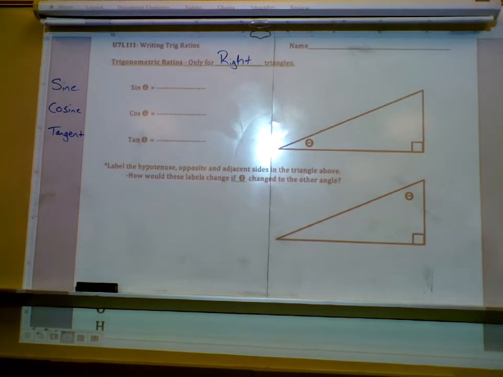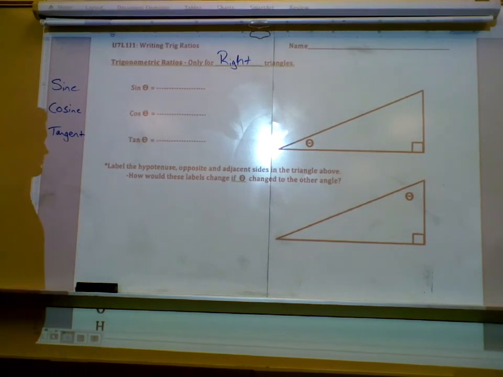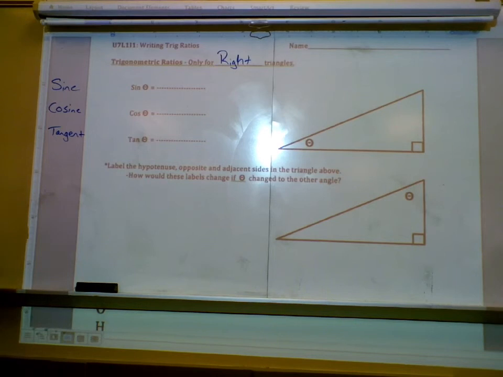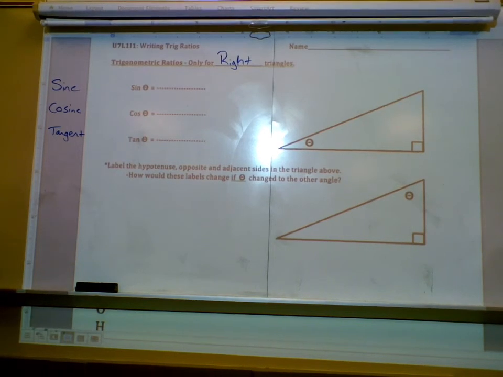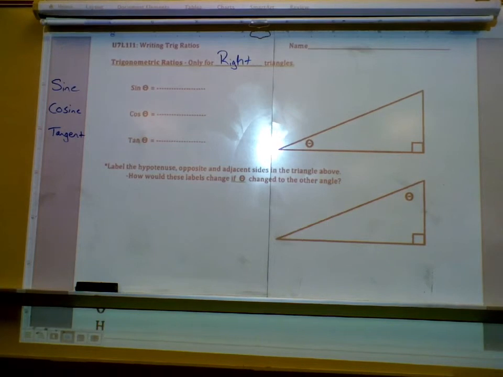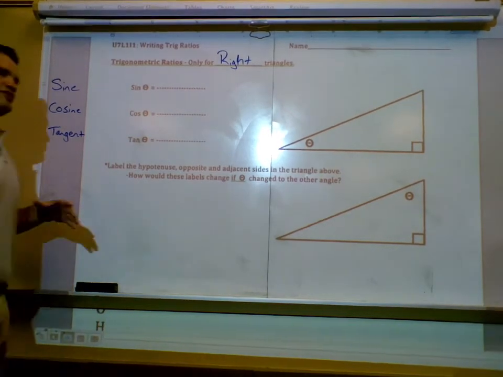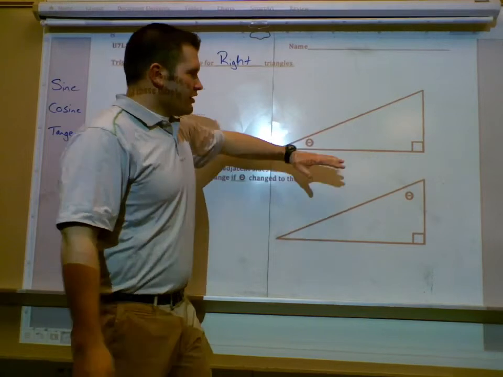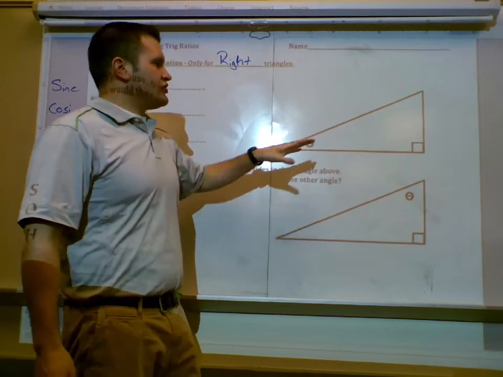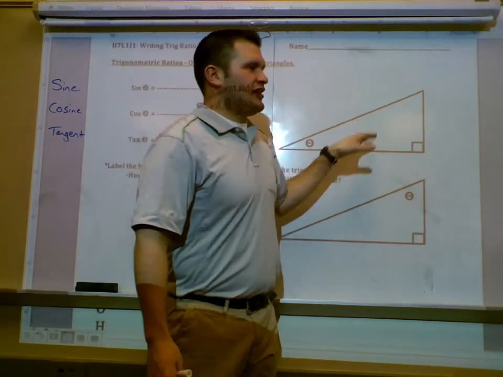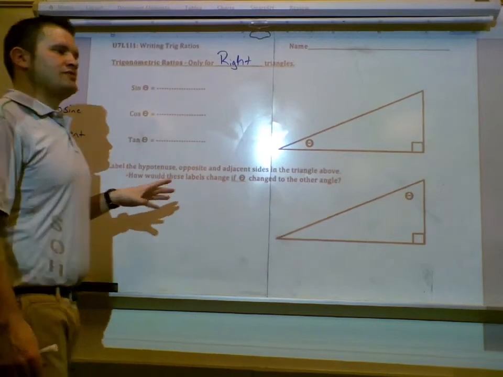Alexa, do you have a question? I was going to ask you what those mean, because I wasn't here yesterday. We're going to hit them right now. They're all ratios, though. They're ratios of side lengths. So like this is our triangle. Sine, cosine, and tangent are ratios of how these side lengths are compared to each other. We'll get into them all.